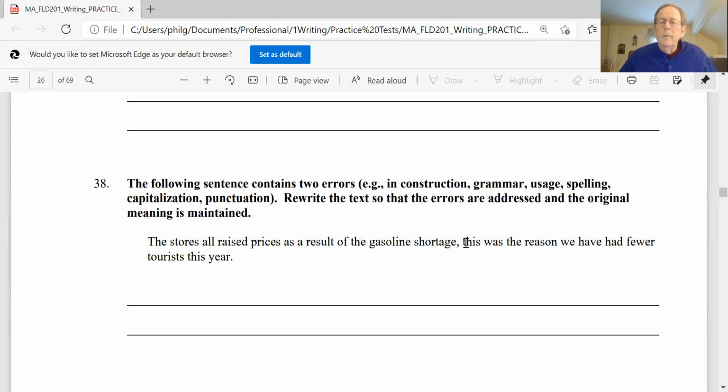The second problem stems from the usage of the word this. So here we have a pronoun that's referring back to something. The question is, what does it refer back to? Is it the gasoline shortage or is it the prices? Could be either one. So this is called a vague or an unclear pronoun reference. To fix that, you might want to get rid of the word this and replace it with something like the gasoline shortage was the reason we have had fewer tourists this year. Or you could say, for both reasons, we have had fewer tourists this year.